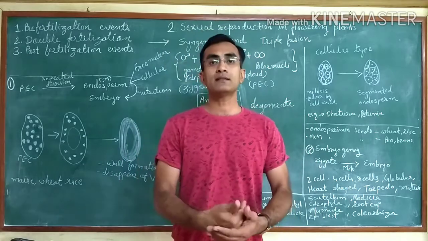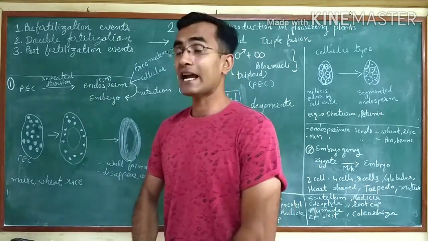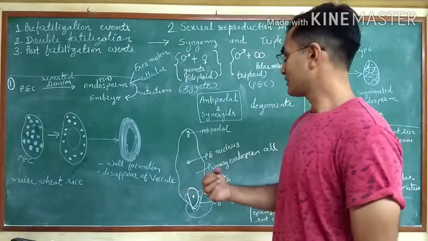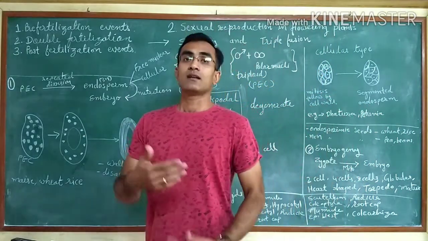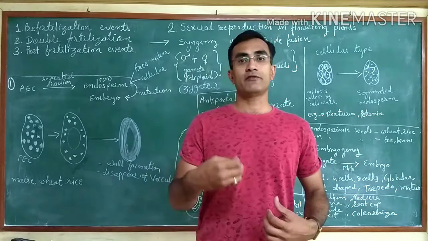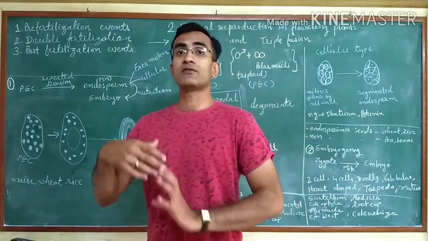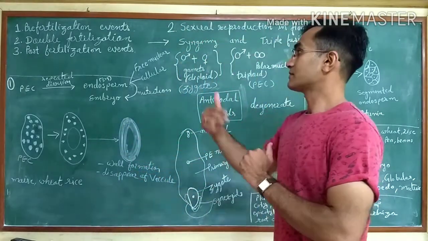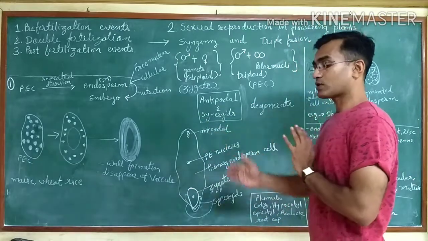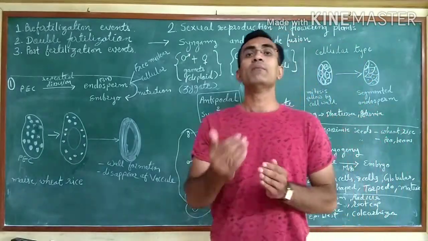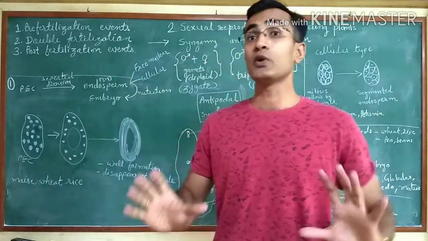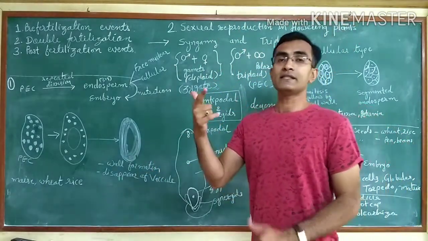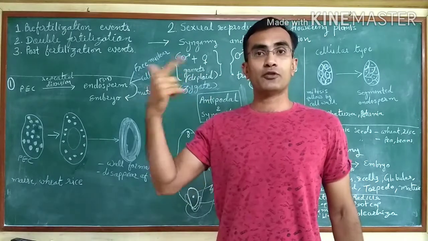Now, the very first male gamete will bind with the egg cell which is present near the synergid cell, and fuse with the egg cell. So this will form a zygote. This process of fusion of the male gamete with the egg cell is termed as syngamy. Okay, hope you understand till now. This is the first fusion that takes place.